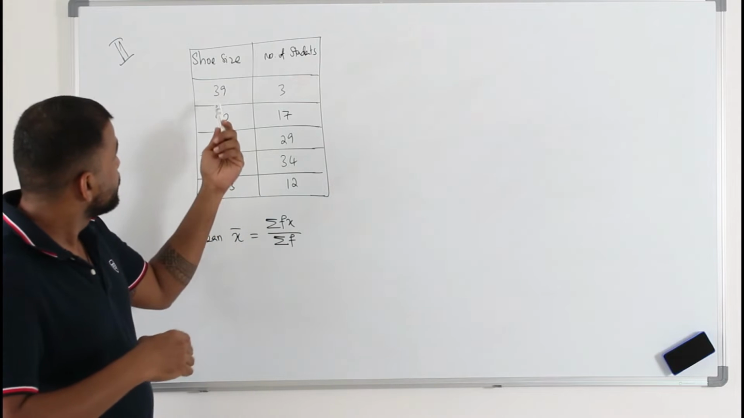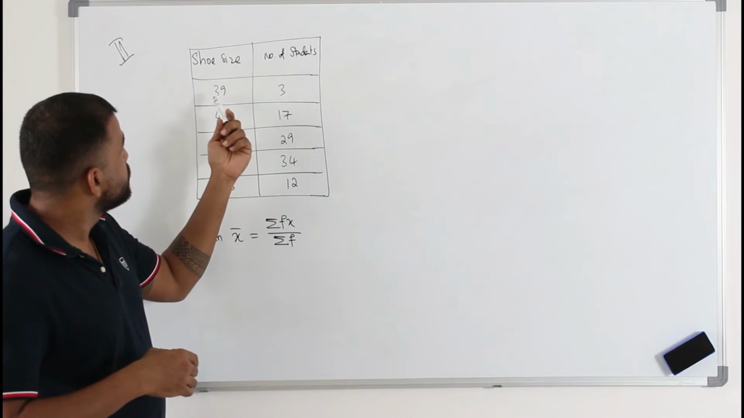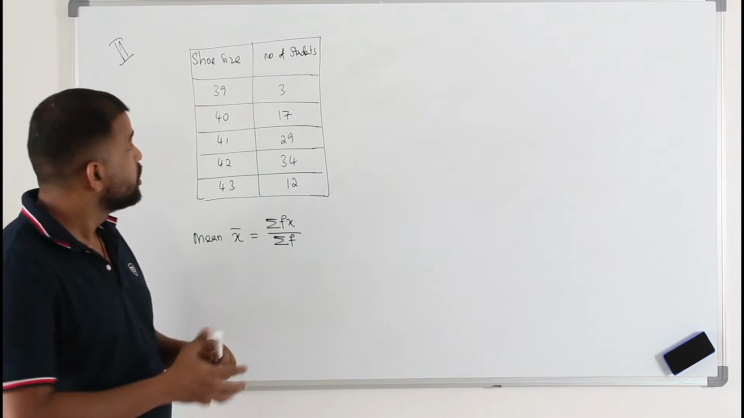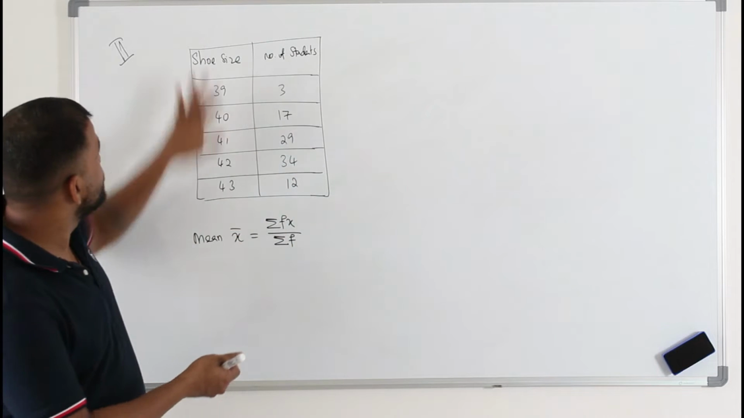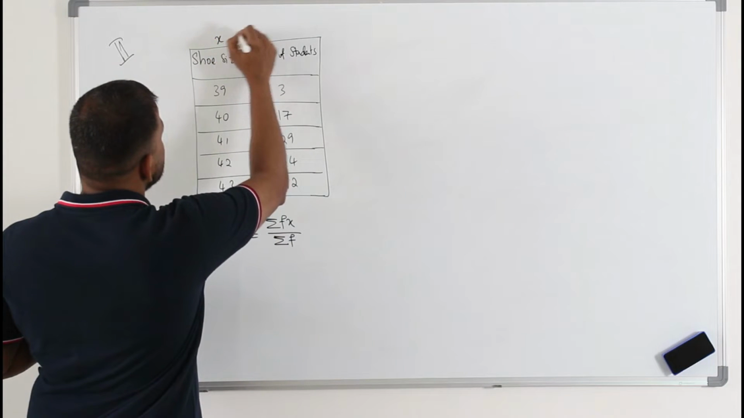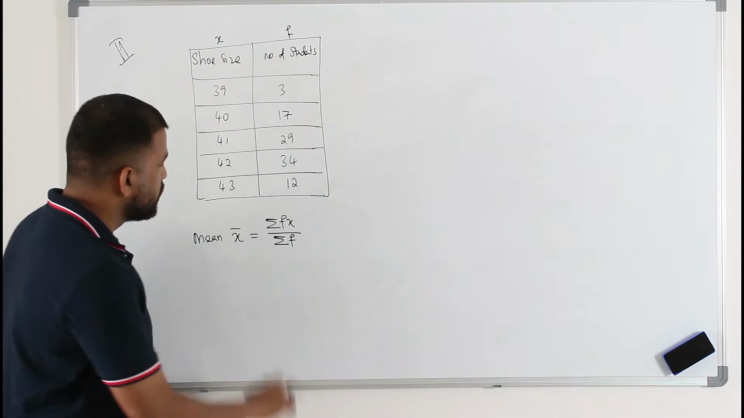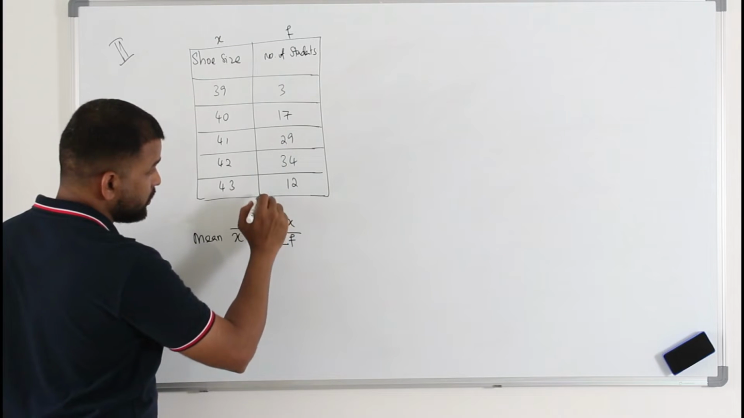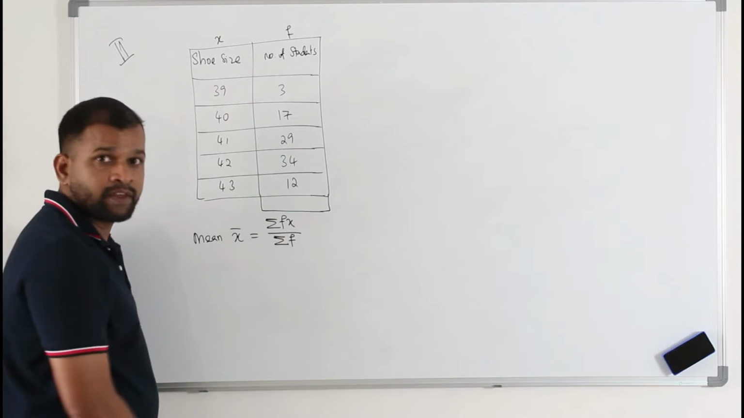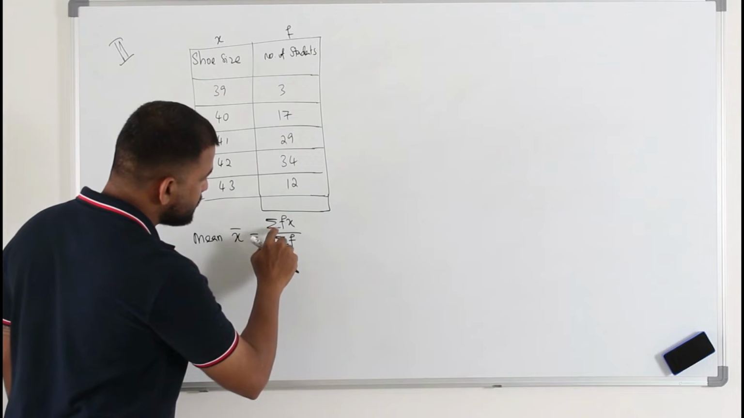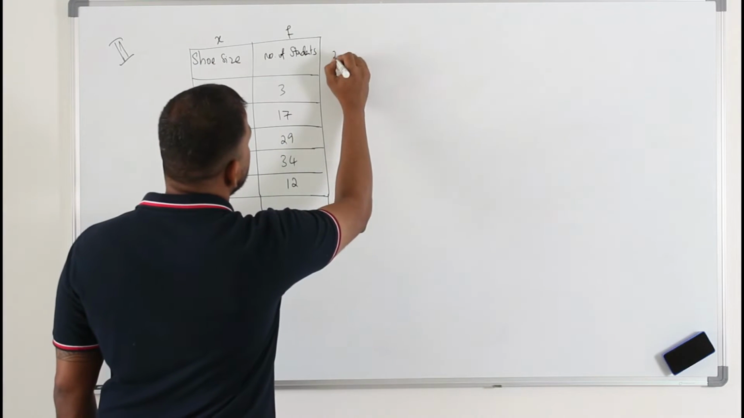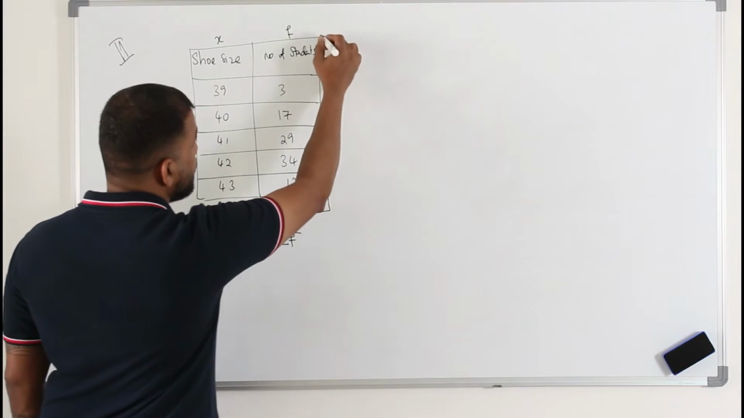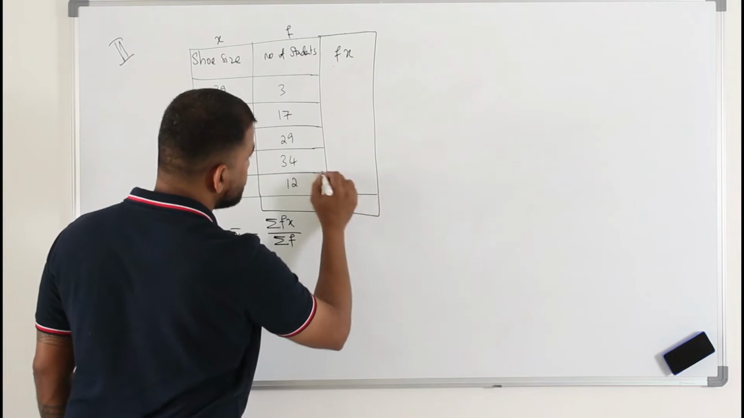So in this case, the number of students with shoe size 39 is 3. Shoe size 40, there are 17 of them. So shoe size is x, this is frequency. So to find the mean, you need to find the sigma f. So you need to sum up everything first. And then you need to find the sigma fx. You multiply x and f, and sum this.